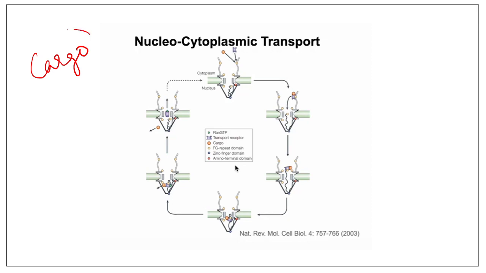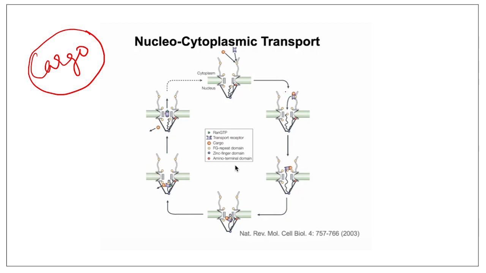Okay, so cargo is a generic word in English. Cargo means all the luggage that has to be transferred. So here also cargo means whatever protein, whatever RNA, whatever the things that have to be transferred in and out of the nucleus. This is the cargo. And these yellow ones are the FG repeat domains. This orange one is the cargo. This is the receptor through which the cargo will attach. So this cargo will attach to the receptor.